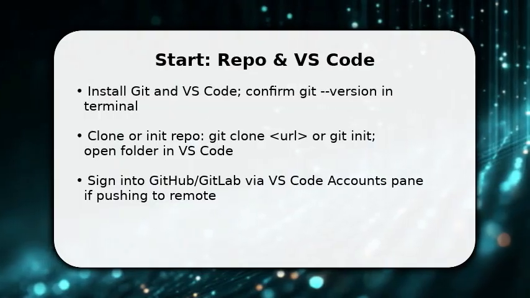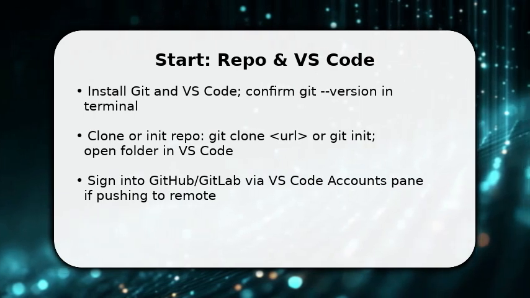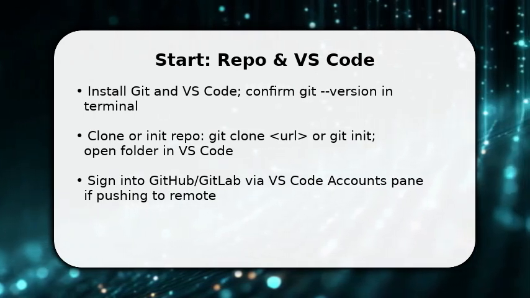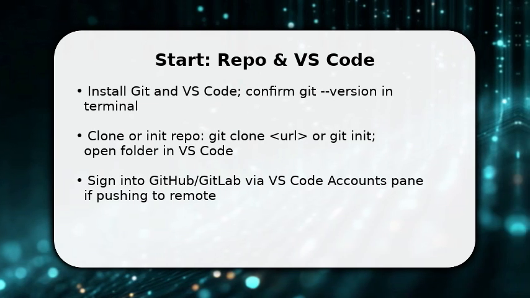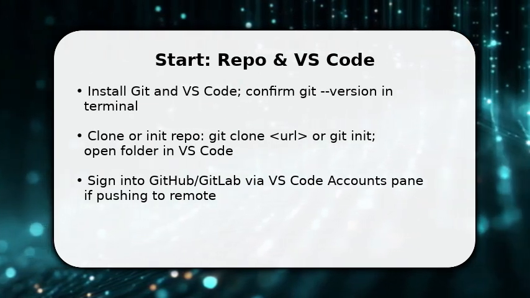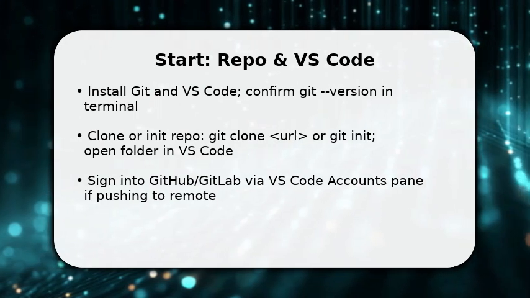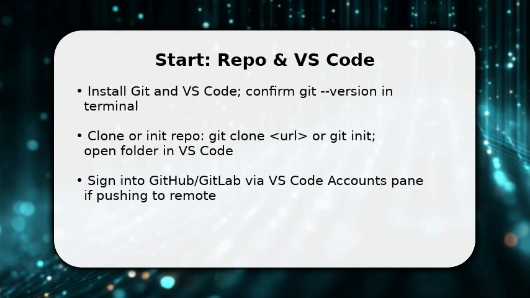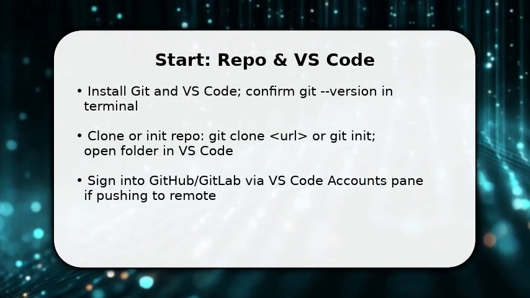You begin by preparing the repository and editor. Make sure Git is installed and that VS Code opens the project folder. Once done, clone an existing remote with git clone URL or initialize a new repo with Git init, and then open that folder in VS Code.